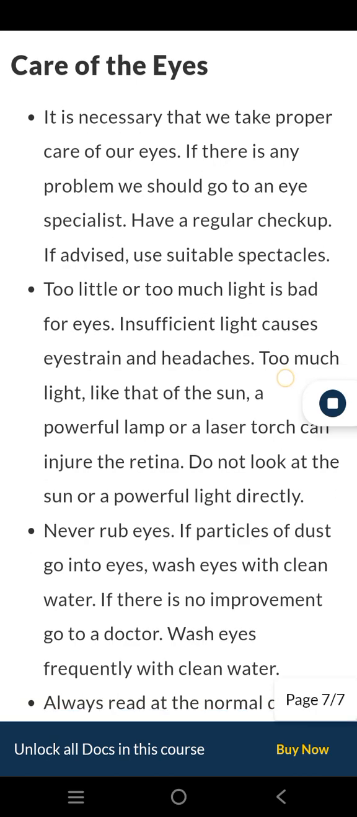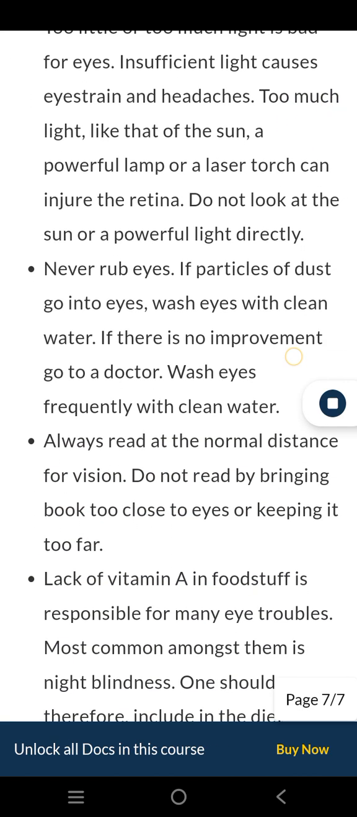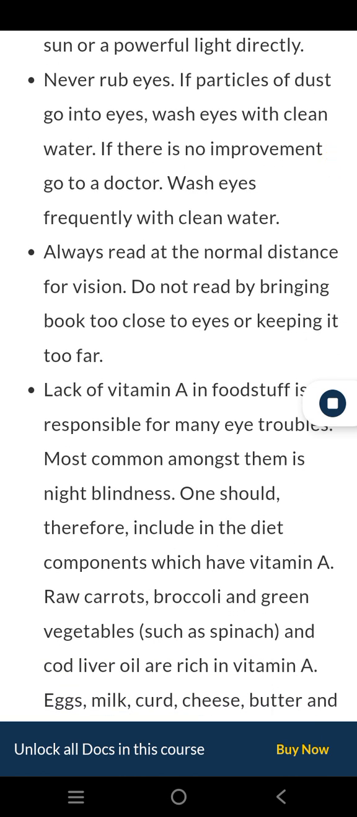Do not look at the sun or a powerful light directly. Never rub eyes. If particles of dust go into eyes, wash eyes with clean water. If there is no improvement, go to a doctor. Wash eyes frequently with clean water. Always read at the normal distance for vision. Do not read by bringing book too close to eyes or keeping it too far.